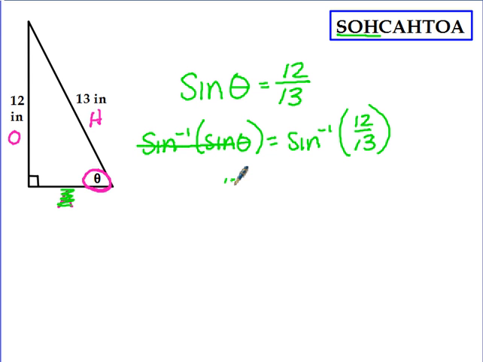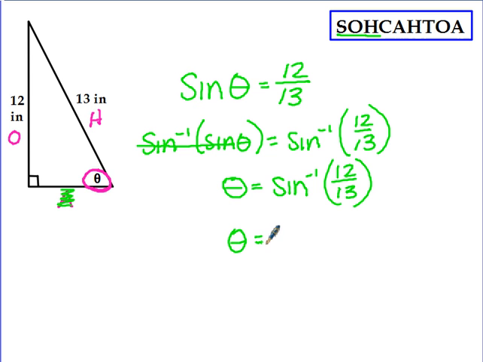There we go. Okay, so I'm left with theta on the left, and then sine to the -1, 12 over 13, the inverse sine. Plug that right into your calculator, and you should get 67 degrees. Again, for angles, we're always going to round to the whole number.